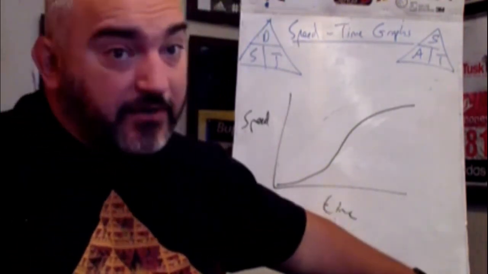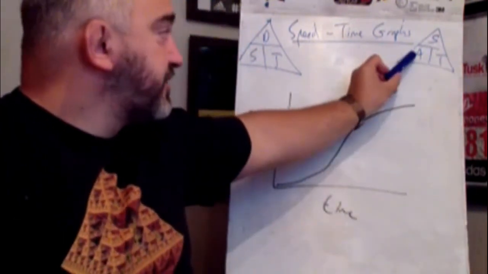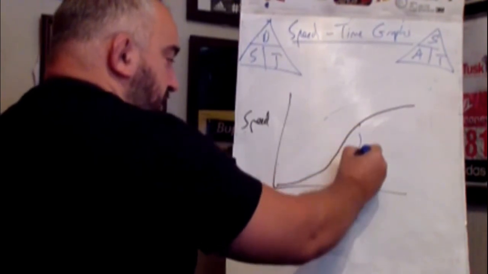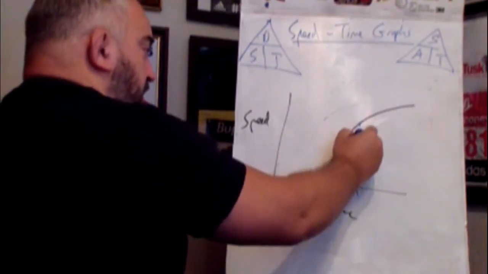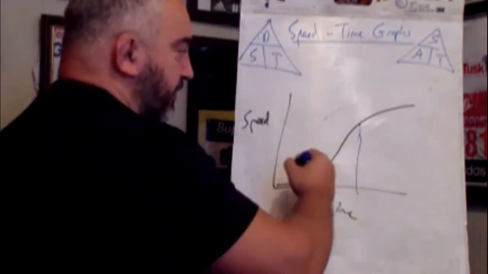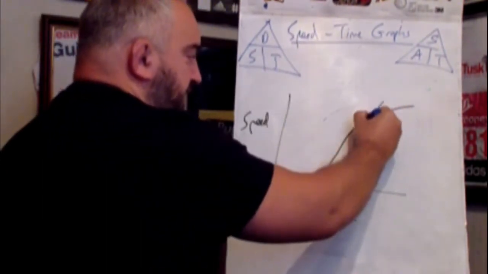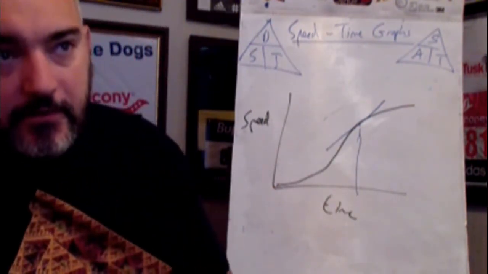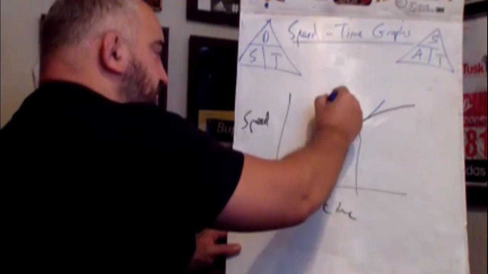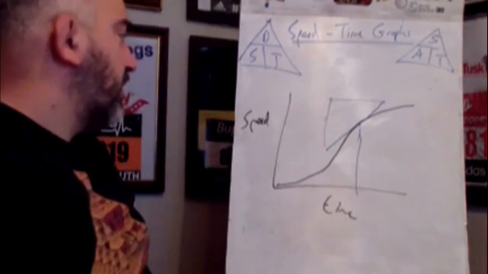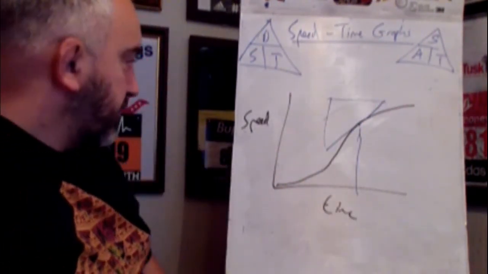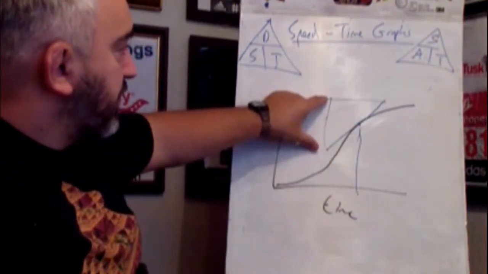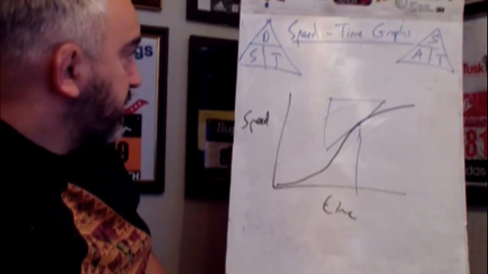So if I want to find the acceleration this time, acceleration is the change in speed over time. If I wanted to find the acceleration at this point here, what I'd have to do is draw what's called a tangent. The tangent basically follows the shape of the curve as best as I can. With that tangent, I work out the gradient. So I work out the change in time and the change in speed.